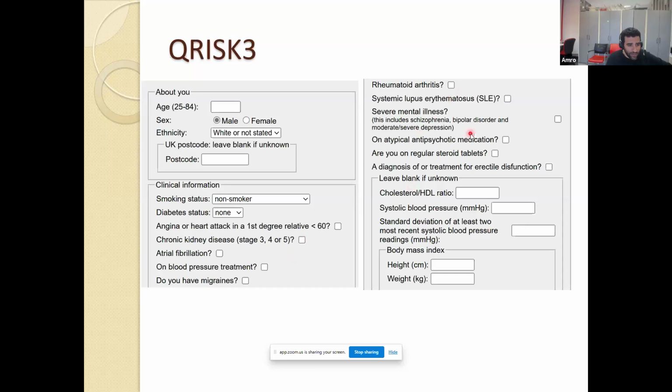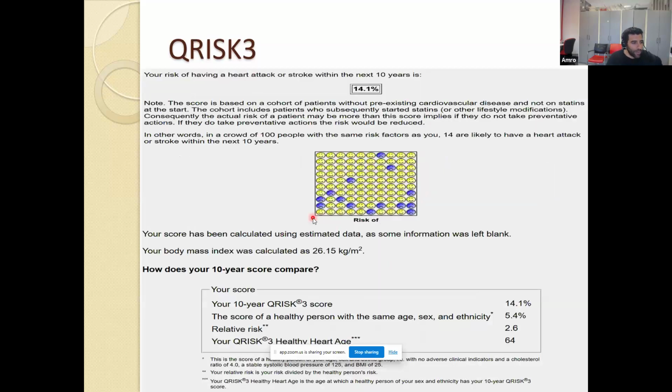So we fill all of these in, and then we put in their cholesterol to HDL ratio. Notice it doesn't use LDL cholesterol here. It just takes the ratio of their cholesterol to HDL, their blood pressure, their height, and their weight. So you put them all in together, and then it gives you a percentage score, which is your absolute risk. Okay, so you click the button, this is what you get. This is for one of my patients.